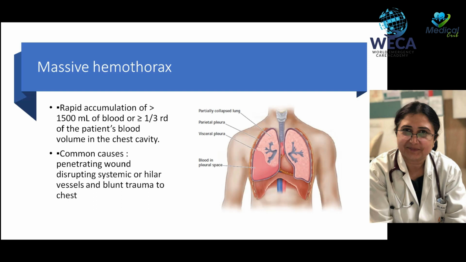The treatment involves high oxygen concentration, take care of the shock, IV fluids, blood monitoring, decompressing the chest cavity with a chest tube, 28 to 32 French, inserted at the fifth intercostal space anterior to the mid-axillary line. If there is rapid accumulation of more than 1500 ml of blood or more than one-third of the patient's blood volume in the chest cavity, then it is massive hemothorax and we have to treat this patient on an urgent basis and take up for thoracotomy.